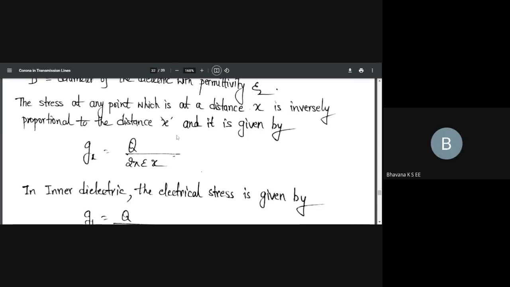Capital D by small d, electrical stress. See, if the electrical stress at a point x is Gx, how can we write it? Gx will be equal to Q divided by 2 pi x epsilon naught epsilon. As we had found in the capacitance of a single core cable, the same way we are going to do that. So we know that Gx will be equal to Q divided by 2 pi epsilon x.